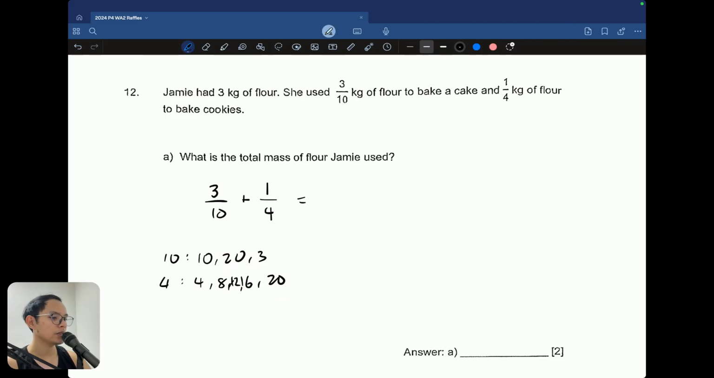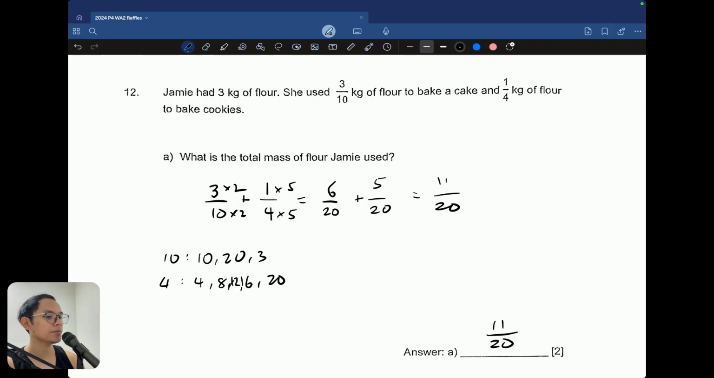Okay. So that means this times 2 and this is 5 times 5. Okay. So this is 6 out of 20 plus 5 out of 20. And if you combine them, they should be 11 out of 20. So the answer is 11 out of 20. Okay. So you need to get the common multiple, or lowest common multiple.